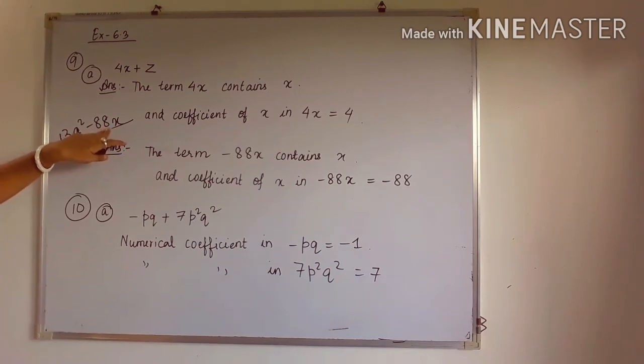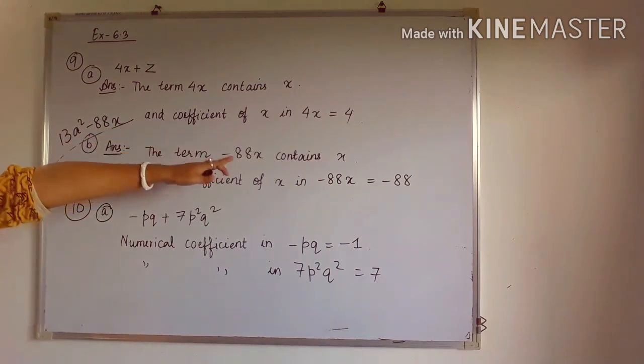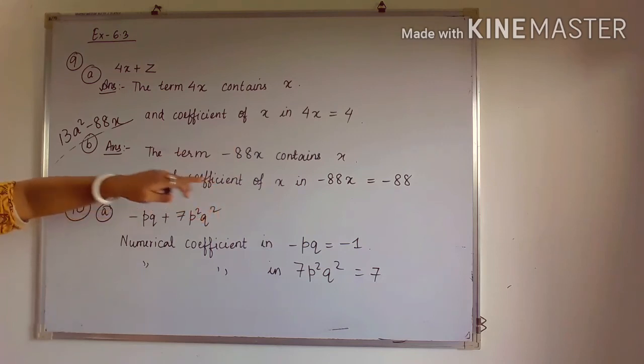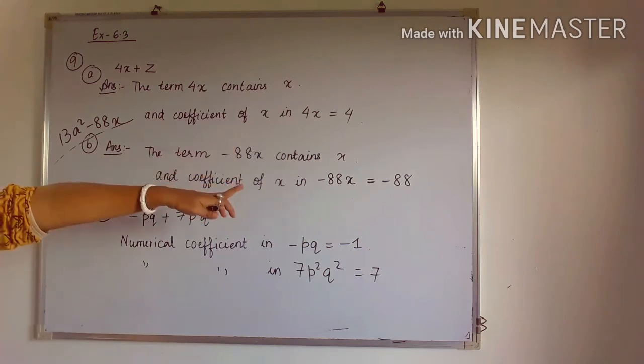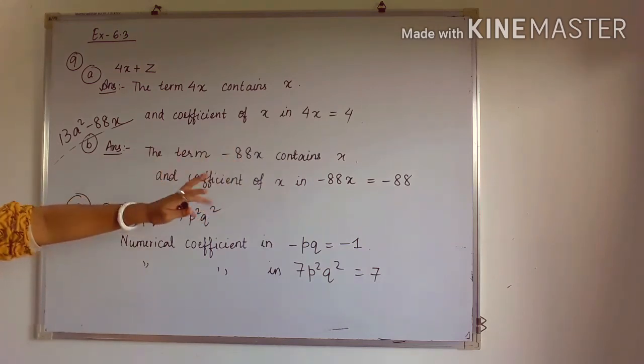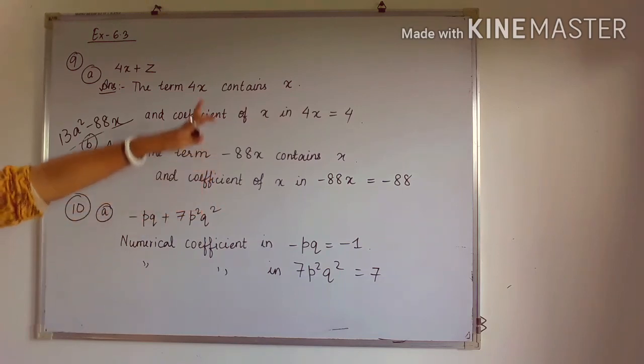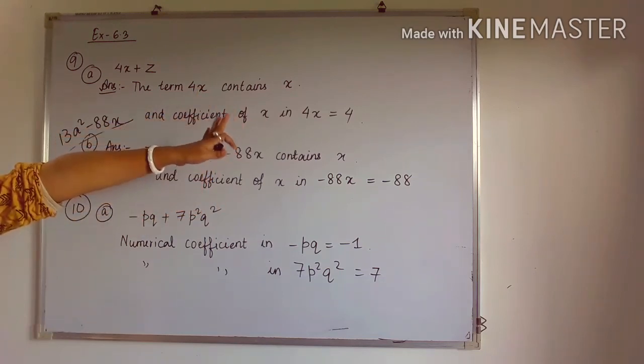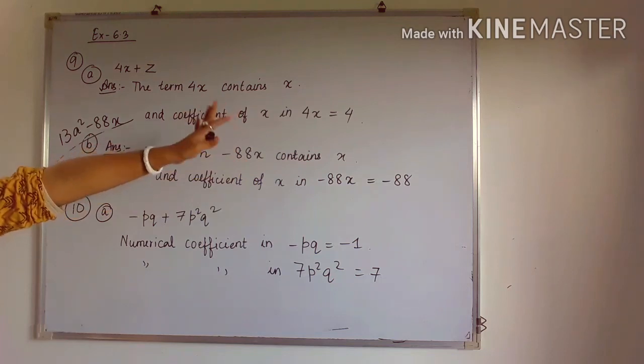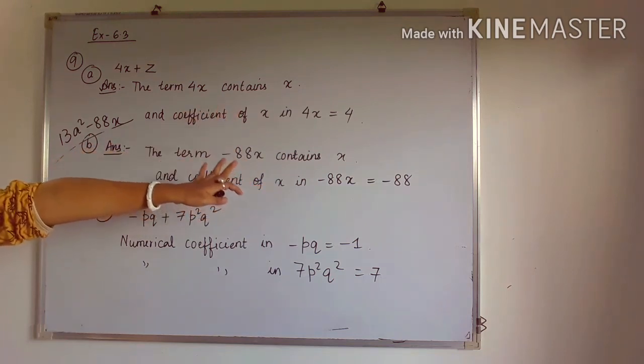So this term contains what? x. So the term minus 88x contains x. And what is the coefficient of x in minus 88x? That will be minus 88. Okay. So you have to write the symbol. There the symbol was positive, that's why I have written no symbol. Here you have to write the symbol, that is negative.